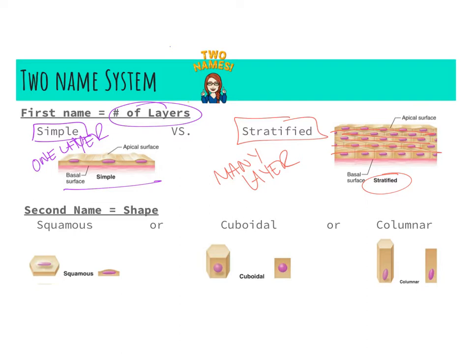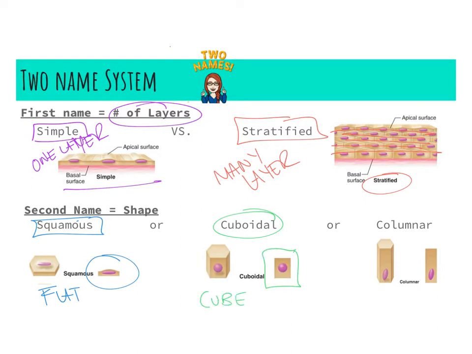The second part of an epithelial tissue's name is the shape of the cell. We could have squamous-shaped cells. These are flat, disc-like, pancake-like shaped cells. You could have what's called cuboidal-shaped cells. Cuboidal cells look like little cubes, so they're cube-shaped. And then columnar is the final one. Columnar cells look like little columns, so they're column-shaped.